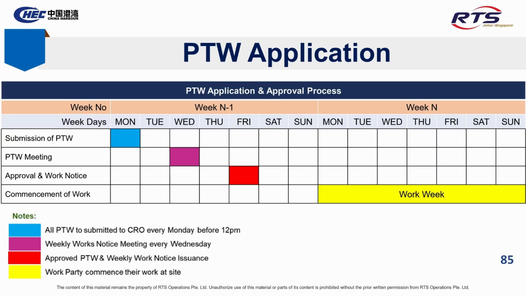Slide 85. PTW application. PTW must be submitted to the CRO office by Monday, 12 p.m. The PTW meeting takes place on Wednesday, followed by issuance of the approved PTW and work notice on Friday. Approved work can then commence the following Monday during the designated work week.